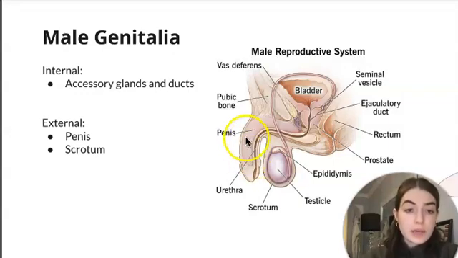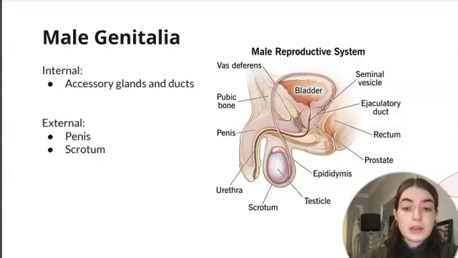The urethra, located right here in this diagram, serves as a passageway for sperm and urine and runs through the ventral aspect of the shaft of the penis. The urethra is surrounded by the corpus spongiosum, which is a spongy column of tissue. The corpus spongiosum and two columns of tissue called the corpora cavernosa make up the erectile tissue of the penis. And the tip of the penis is enlarged into a region called the glans, which at birth is covered by a layer of skin called the foreskin or the prepuce.